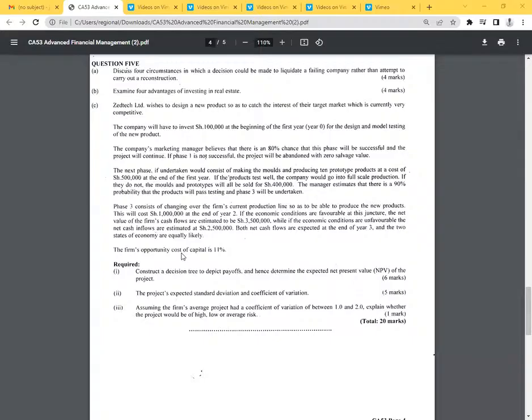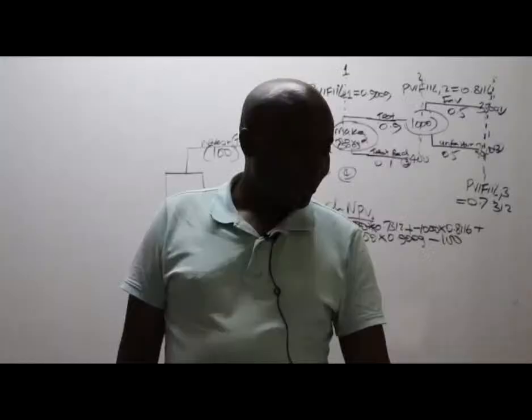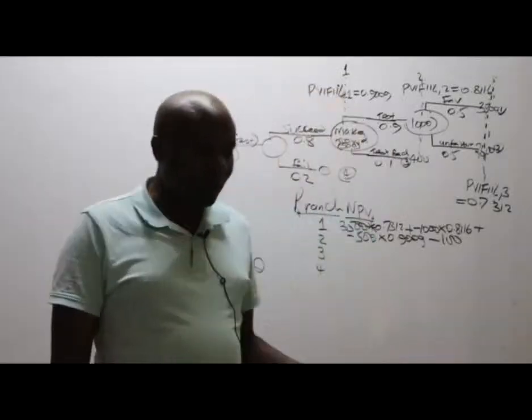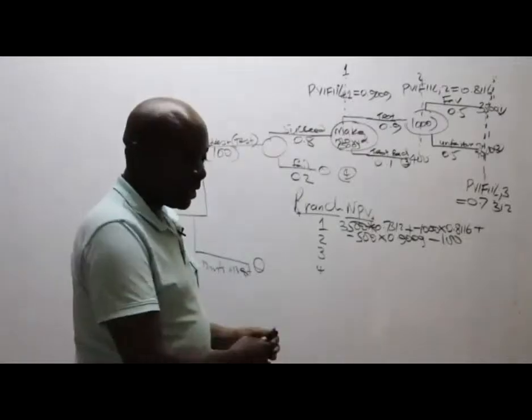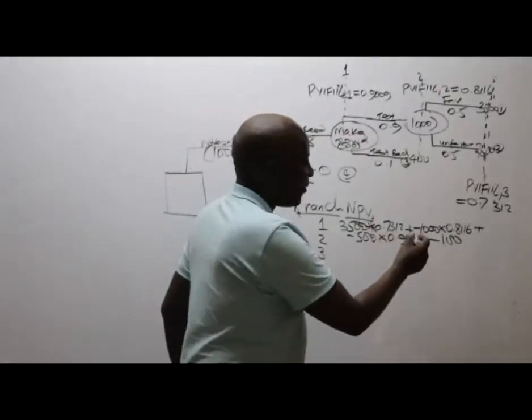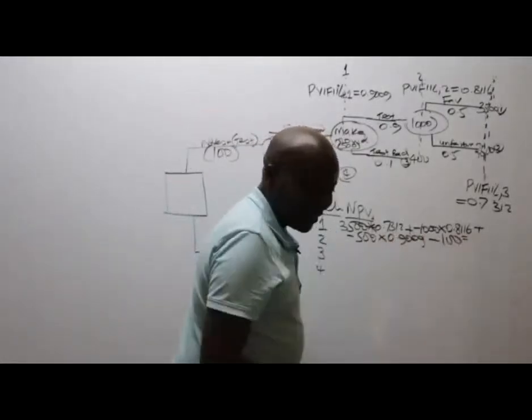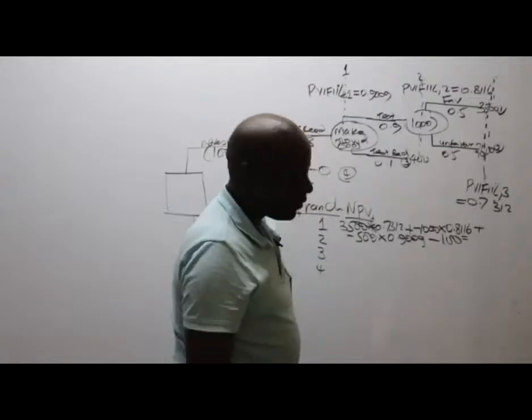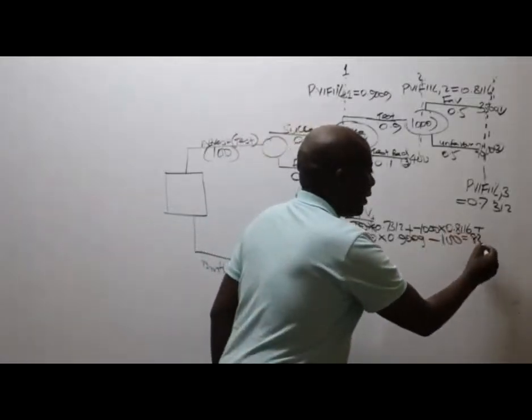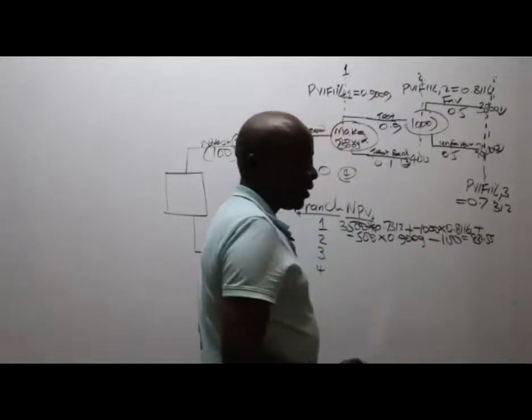The firm's opportunity cost of capital is 11%. Great. So I hope, Rebecca, you've seen that. So what figure are we getting here, ladies and gentlemen, very fast, for branch number 1? 831.55. Thank you very much.